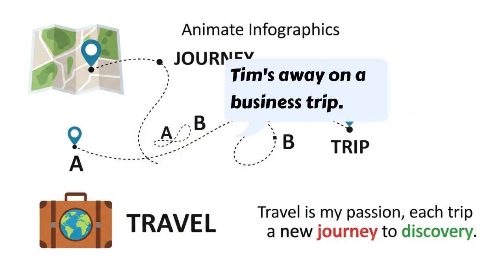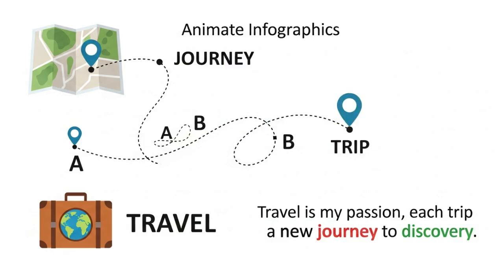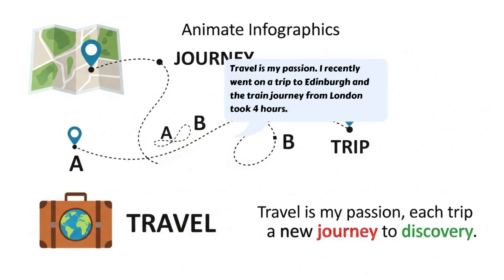To sum up, travel is the general activity or experience. Journey is the act of getting from A to B, and trip is the visit somewhere. One final example with all three. Travel is my passion. I recently went on a trip to Edinburgh, and the train journey from London took 4 hours. Here's some homework. See if you can write a sentence like that with all three words in the comments.